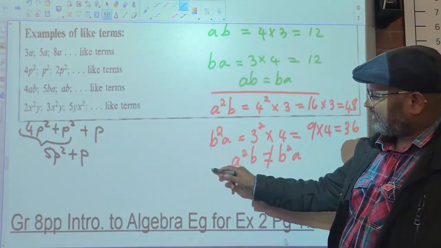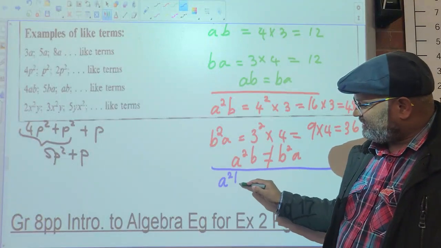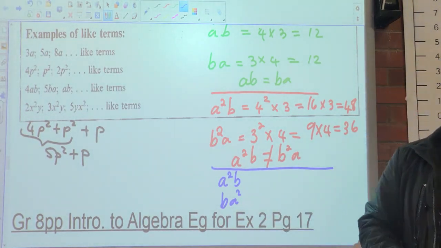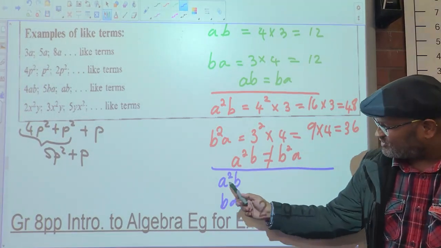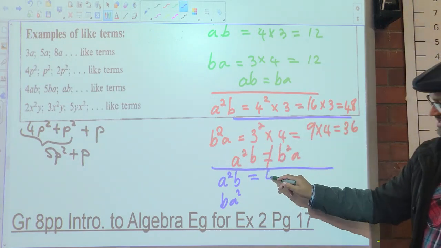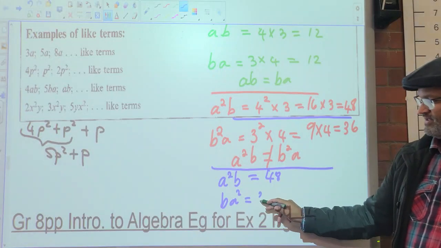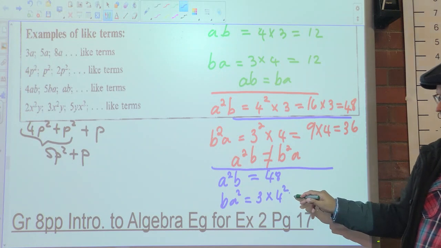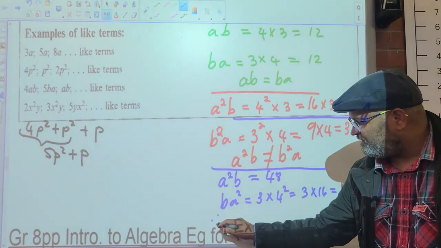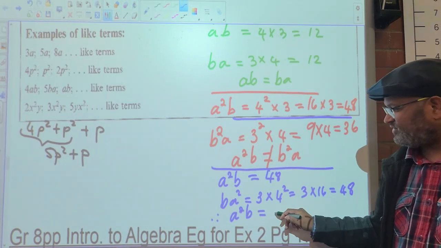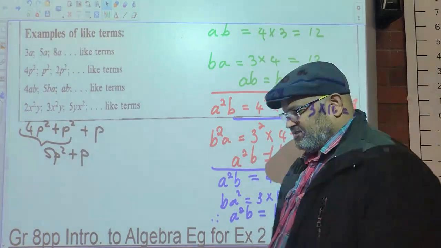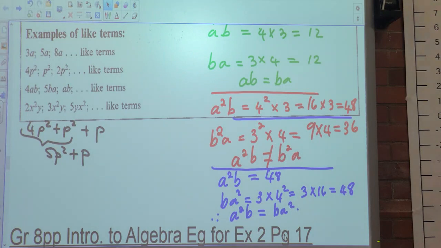By definition, if this was A squared B and the other one was BA squared, then it's exactly the same. Why? Because here A is being squared and there A is being squared. We worked that one out already. This one was 48. So let's check this one. What is B? 3. And 3 times 4 squared is 3 times 16, which is 48. So we can conclude that A squared B is equal to BA squared. So will I get a mark for that one? No, you wouldn't get a mark. But you guys understand?